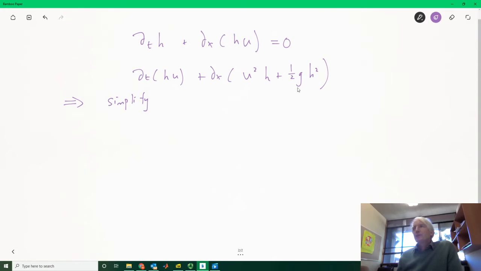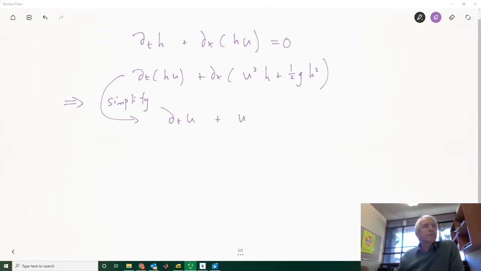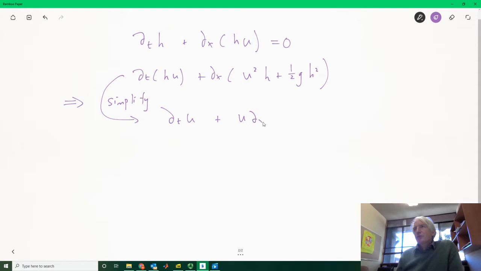we can take this equation here and we can convert it to the time derivative of u plus u times the x derivative of u plus g times the x derivative of h equals 0. Alright, and then we introduce this.